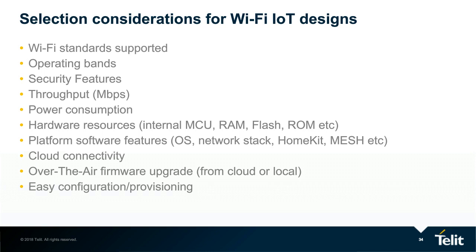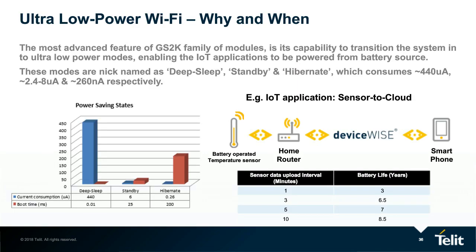So I do have a slide particularly on the low power. Let me just jump directly there. This slide gives a brief overview of the power saving capability of Telit GS2K modules. Now, the most advanced feature of the GS2K family of modules is its capability of transitioning the system into ultra-low power modes, namely deep sleep, standby, and hibernate.